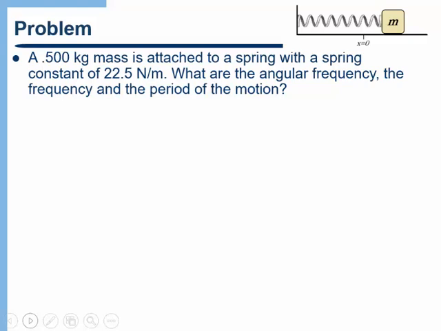Why don't you pause the video and do the following problem for me. It says a 0.5 kilogram mass is attached to a spring with a spring constant of 22.5 newtons per meter. What are the angular frequency, the frequency, and the period of the motion?